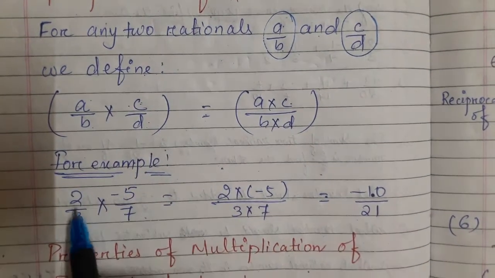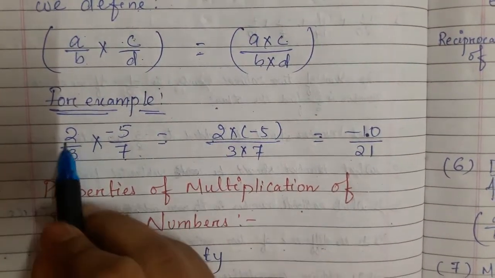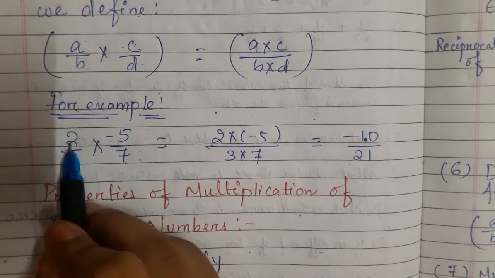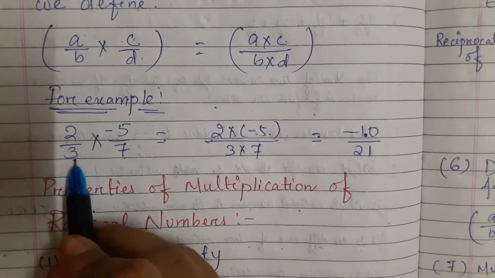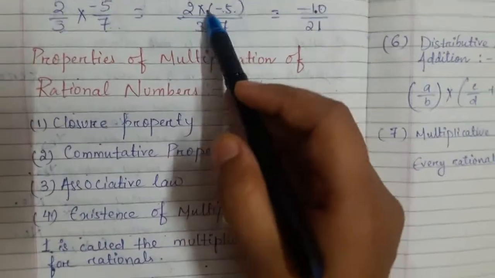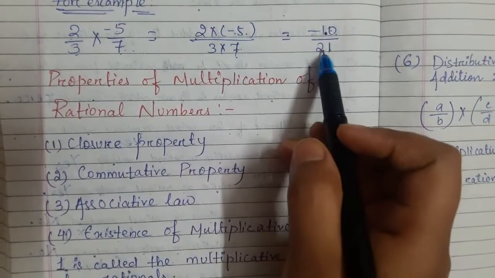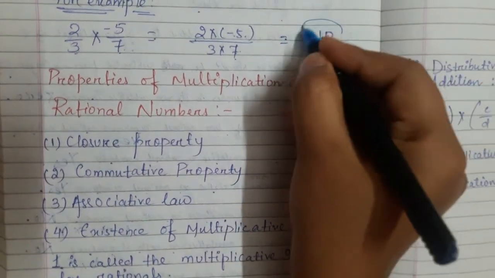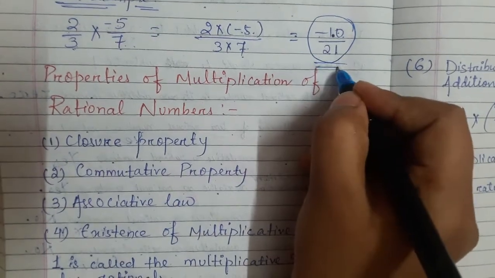For example, 2 by 3 into minus 5 by 7. Here again we'll first multiply the numerators, that is 2 into minus 5 by 3 into 7. 2 into minus 5 is minus 10 and 3 into 7 gives us the result as 21. So this is the value of multiplication in a rational number.